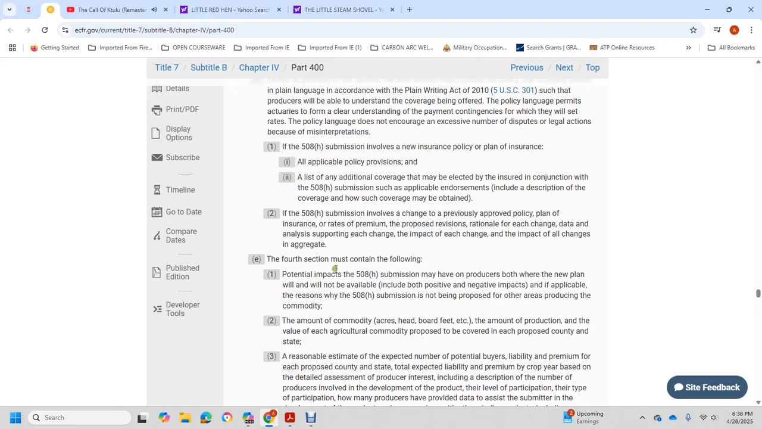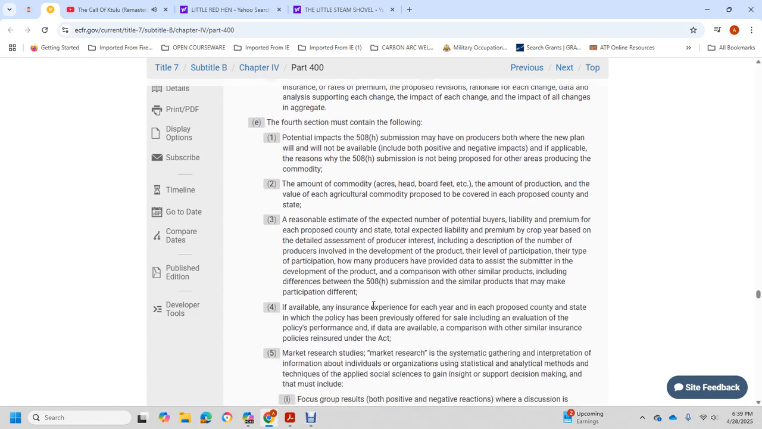The fourth section must contain the following: the potential impact of the 508 submission, which might have the following producers' proposal over the new plan that will not be available, including positive or negative impact if applicable; the reason the 508 submission will not be proposed to other areas from the commodity; the acreage, the amount of the production, and the value of the agricultural commodity proposed to be covered in the proposed county and state.